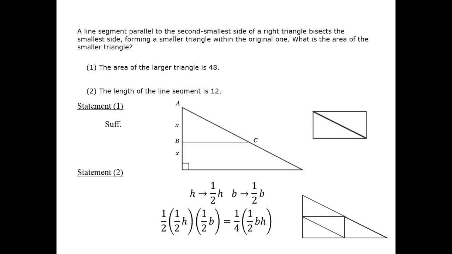Knowing the base is insufficient here because we know nothing about the height of the smaller or bigger triangle. We can imagine two cases, one in which the triangle has a small height and another in which the triangle has a large height. Both cases are allowed by the data and yield different areas, different answers to the question. So statement 2 is insufficient. The correct answer is A.